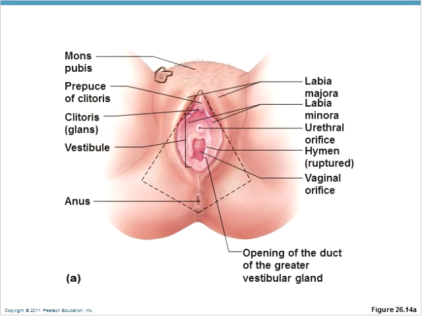You see the mons pubis, which is the fatty area just above the symphysis pubis. You see the opening, the little skin area here, which is called the prepuce of the clitoris. You can see the clitoris, or clitoris; both pronunciations are correct. See the labia majora, majora being large, which surround the opening of the vaginal vault, and the labia minora, which are inside the labia majora. You see the urethral opening just below the clitoris, and you see the vaginal orifice below that, and finally the anus below that.